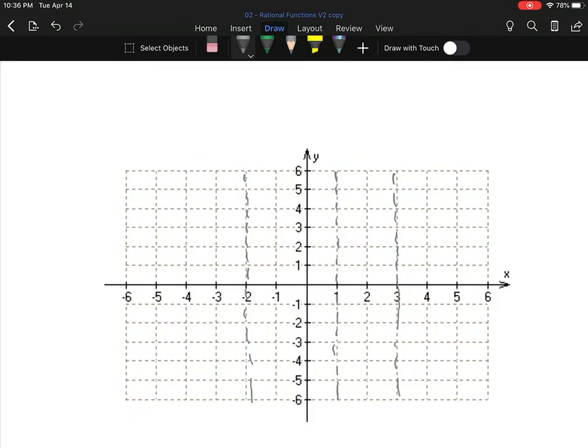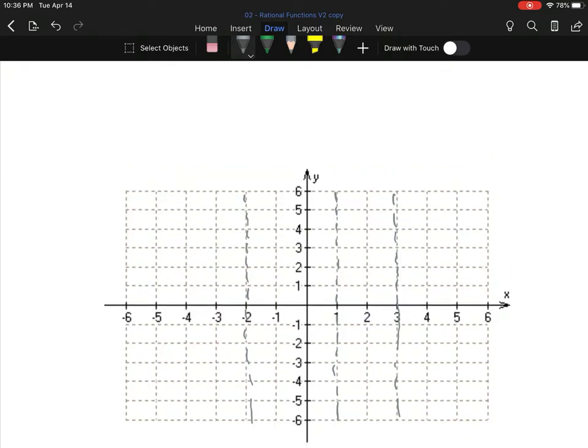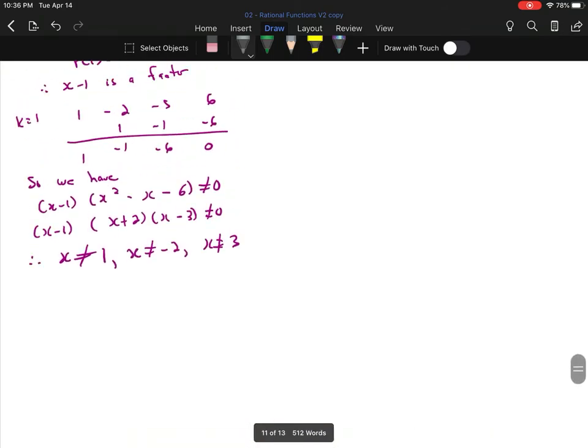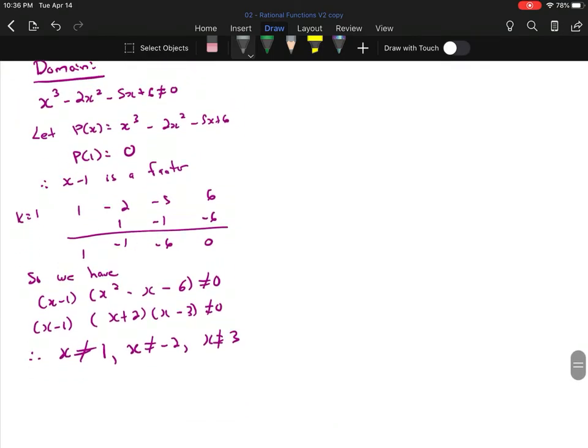So really, I divide this thing into 4 sections. I want to know what happens left of x equals negative 2, between negative 2 and 1, between 1 and 3, and to the right of 3. I'm laying the groundwork for my last big weapon that I'm going to show you here. But now I have some idea of what's going on with the graph. It's broken up by these vertical asymptotes.